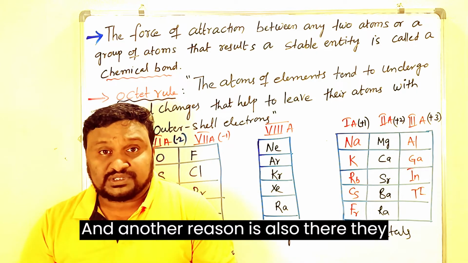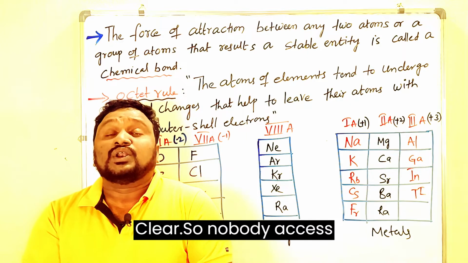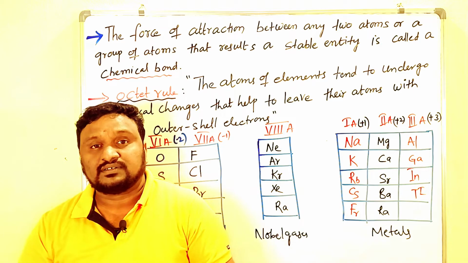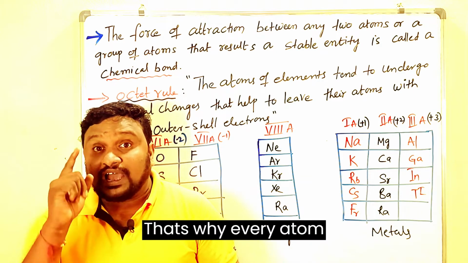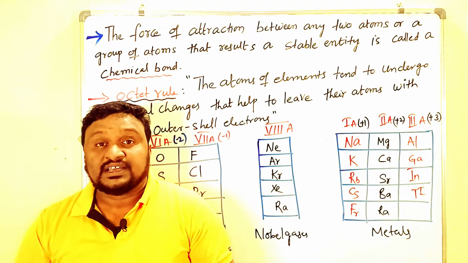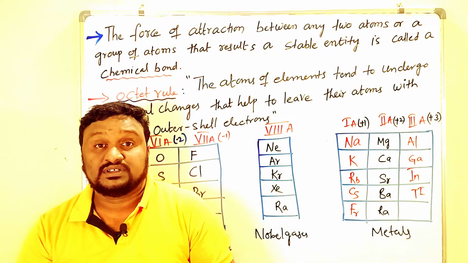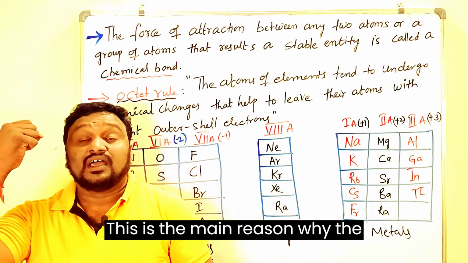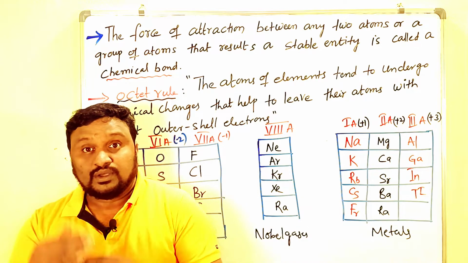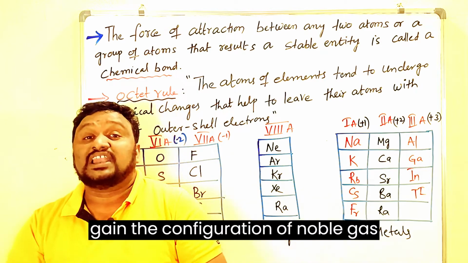Another reason is also there. They have valency 0. Clear? So noble gases are more stable compared to all the remaining elements. That's why every atom wants to get the configuration of noble gas elements, and that's why they want to make chemical bonds between atoms. This is the main reason why chemical bonds are formed. Clear, students? Because every atom wants to gain the configuration of noble gas elements.